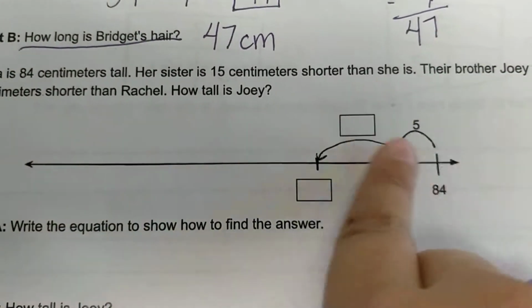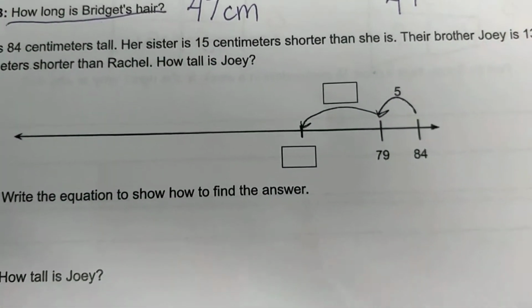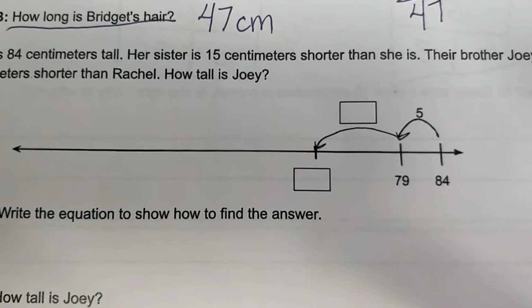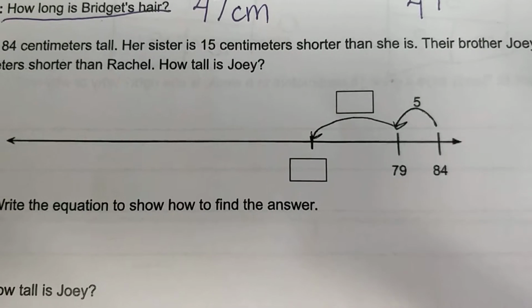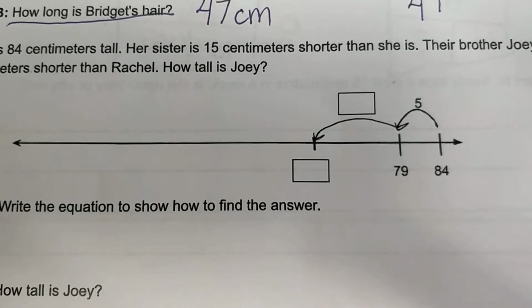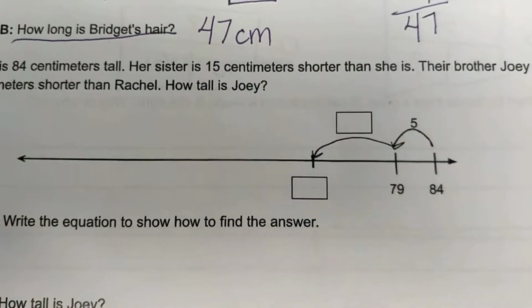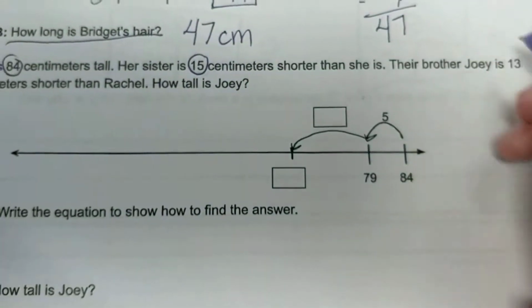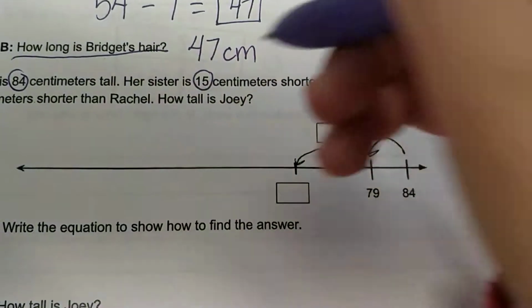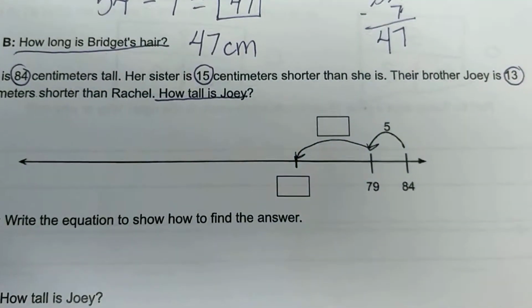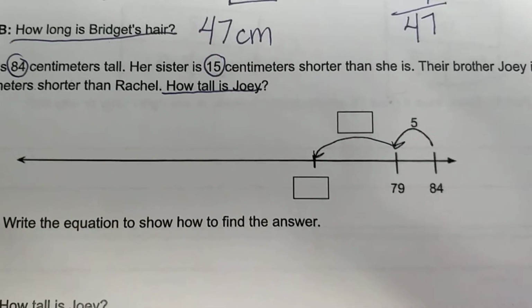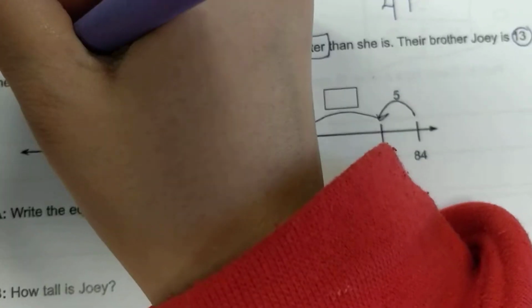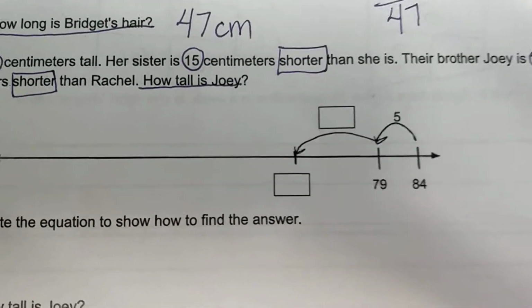But if you look, this is not finished either, so we need to finish the number line before we do the rest of our work. The first part is cubes. Go ahead and pause the video again, do your cubes really quick, and resume. Alright, you should have done your cubes. You should have circled 84, 15, and 13, underlined how tall is Joey because you were underlining the question. Then you need to box the word shorter. That means you're going to subtract.